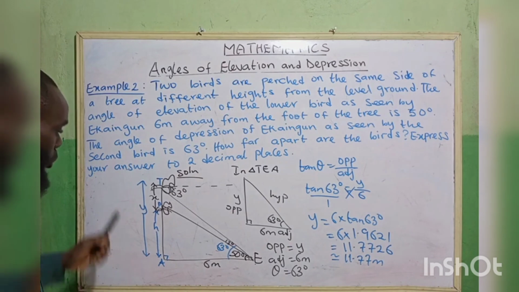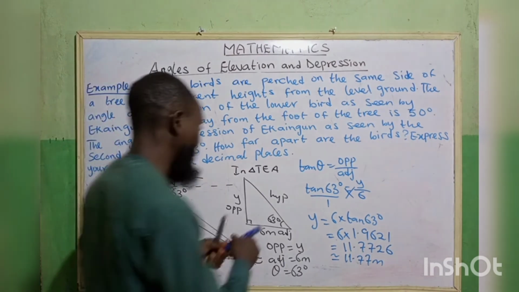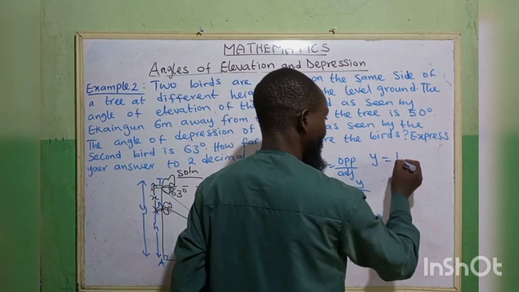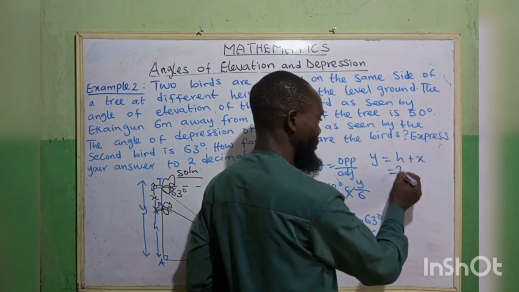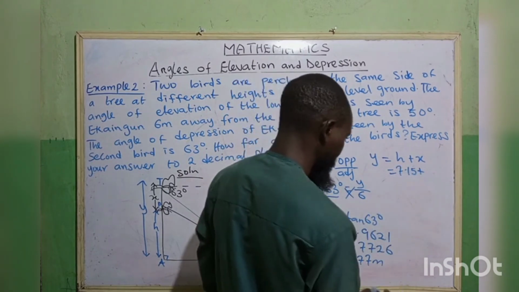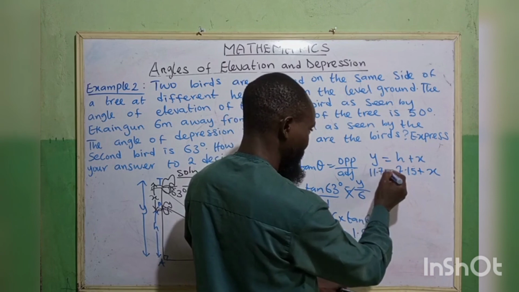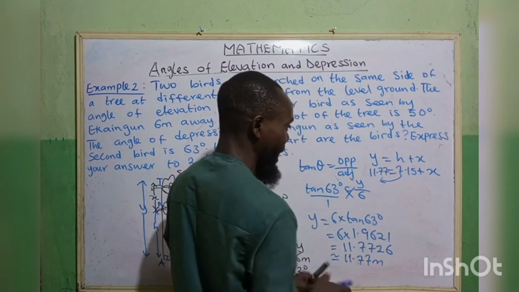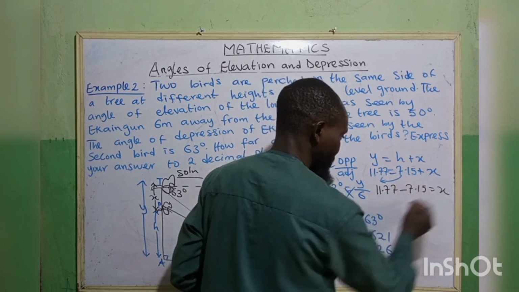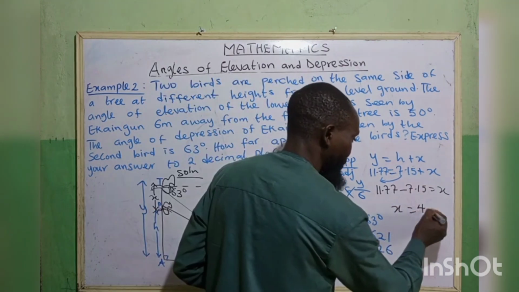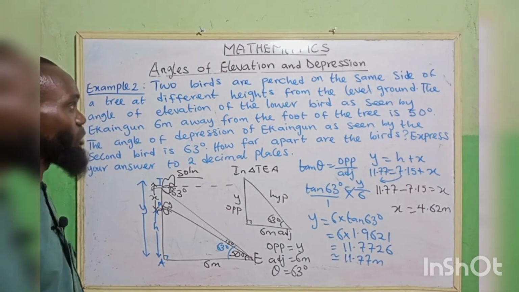So what we need now is to get the value of x, which is the distance between the two birds apart. To get the value of x, we have to take away this h from this y. So my y equals h plus x, and the value of h is 7.15 plus x, then our y is 11.77. So we are going to have 11.77 minus 7.15 equals x. So x will now equal 4.62 meters.